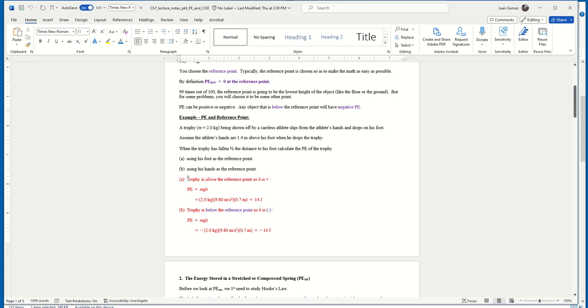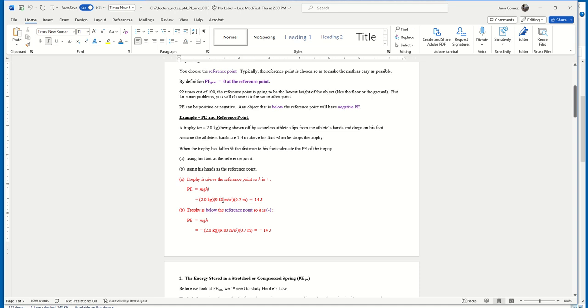Okay, so part A, we know the trophy is above the reference point, so H is positive. Remember, in part A we're using his foot as the reference point, meaning at his foot, the PE is 0. And so initially, the trophy is above the reference point because he's holding it at some height H above his foot. So H is positive, means PE is positive. PE is mgh. Units are all good.